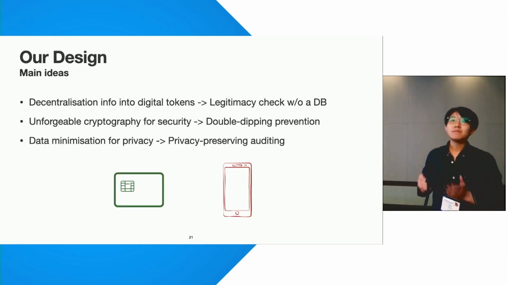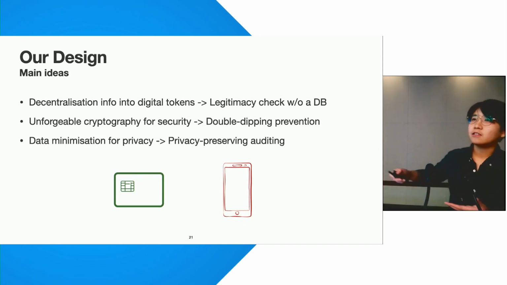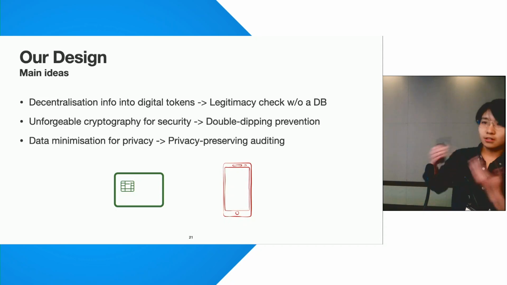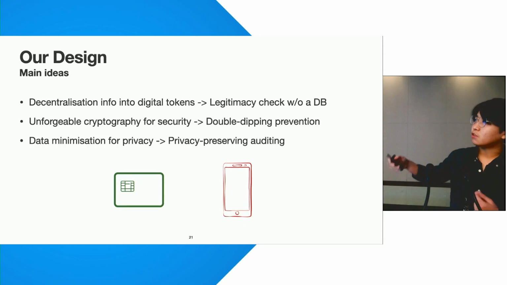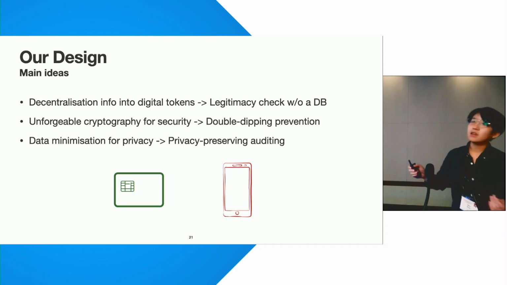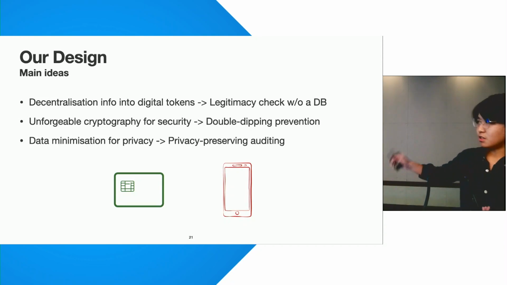There are three main ideas in our design. First, we decentralize the information into digital tokens so that we could do the legitimacy check inside the token. And second, we use unforgeable crypto schemes to prevent double dipping. Last, in the whole process, we minimize data disclosure, and especially we minimize the data disclosure for the auditing phase.